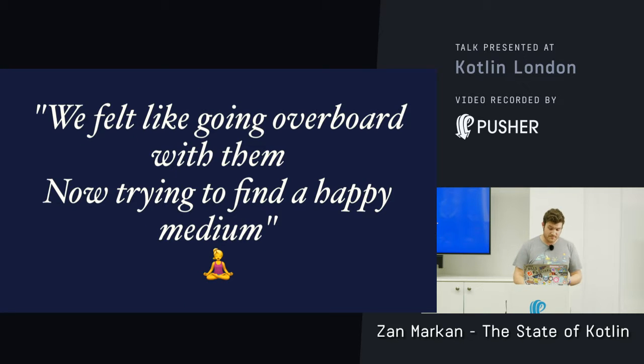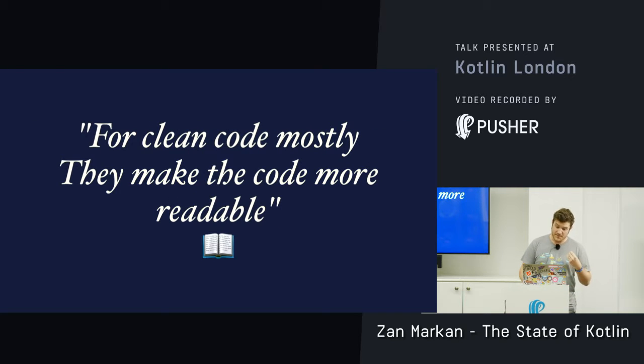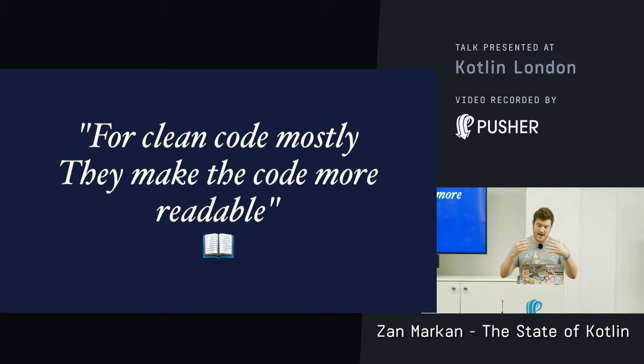What people say about them: we felt like going overboard with them, now trying to find a happy medium. They're not the best thing, because they can easily be abused and overused. The most important use case is lambda parameters for DSL style builders. And for clean code, because they make the code more readable, because you can just name different things on things like strings, integers, any given object. You can just call them different.